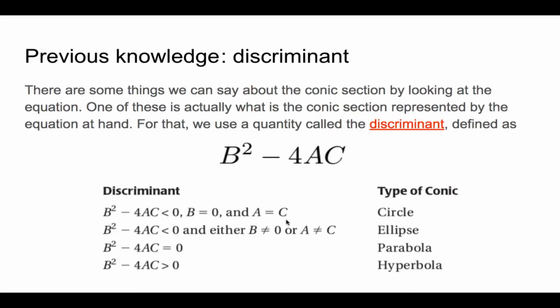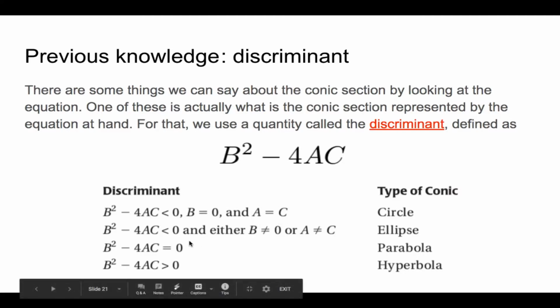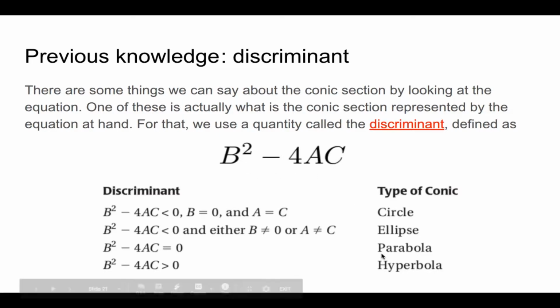A circle if A and C are the same. A parabola if it's equal to 0. And if this quantity is any positive number, it means that you have a hyperbola.